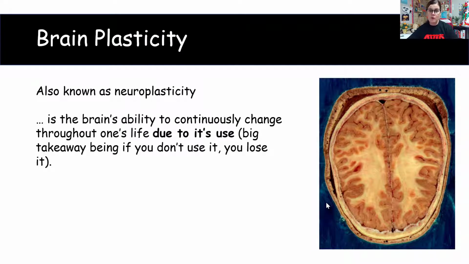If you don't use a part of your brain, you will lose that part of your brain, meaning that it literally can shrink in size. People who are disabled and might be visually impaired or hearing impaired, the reality is because of neuroplasticity, other parts of their brains actually grow and take over because the brain has to work to compensate for the lack of visual ability or hearing ability.